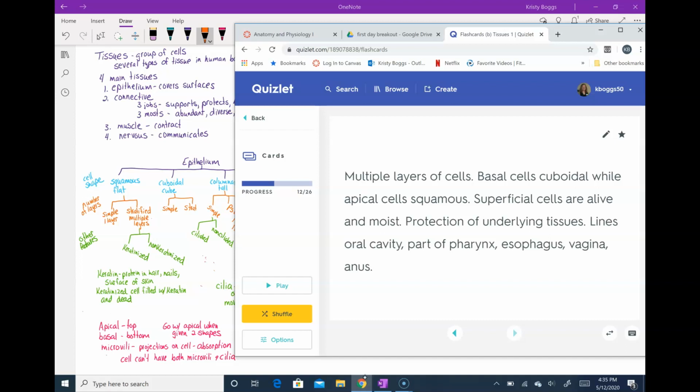And notice here, squamous, stratified, we have to decide if it's keratinized or non-keratinized. Superficial cells are alive and moist, protection of underlying tissue. Okay, a keratinized cell is going to be dead because if a cell is completely filled with keratin, it doesn't have anything else that needs to be alive and it dies. So if the cells are alive, they're non-keratinized.